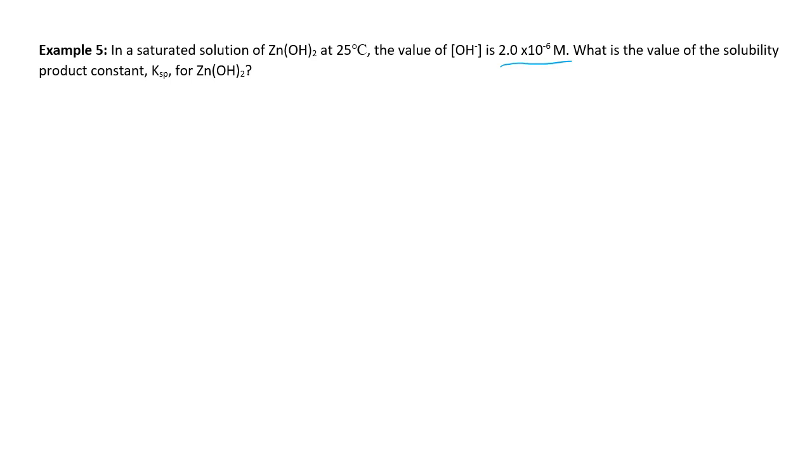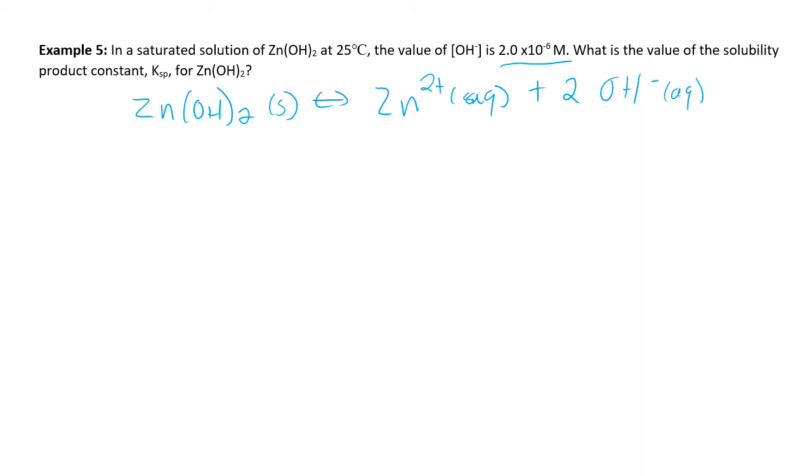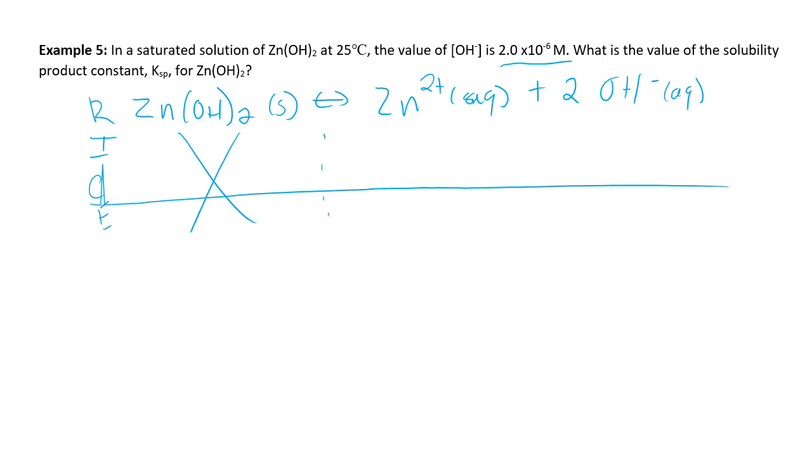Well, let's just take a look at how our KSP or our RICE table might be. So we've got zinc hydroxide, solid. We've got zinc ion, 2 plus, aqueous, plus 2 hydroxide ions, negative, aqueous. We don't care about the solid, right? All right, so we aren't starting with any chemical, but we do know how much our hydroxide is at equilibrium.